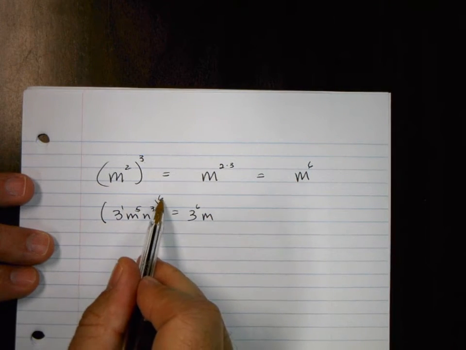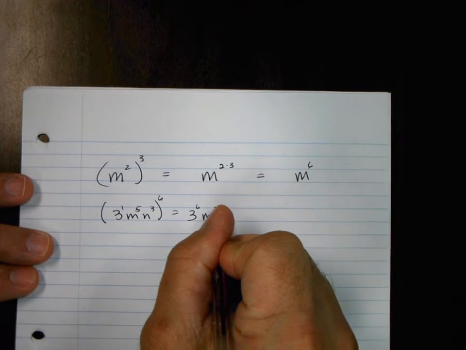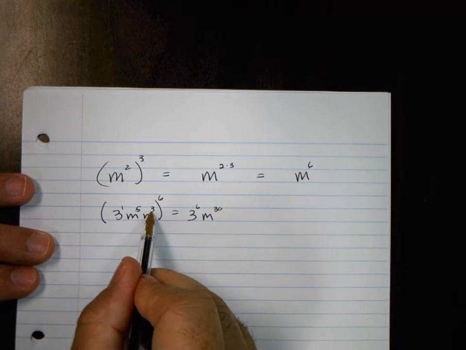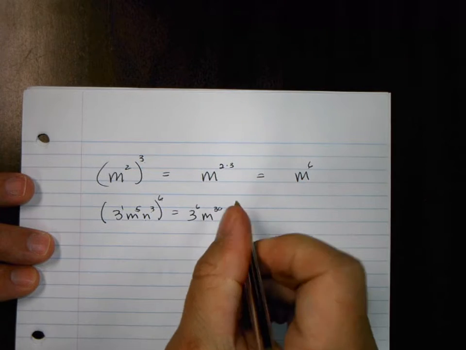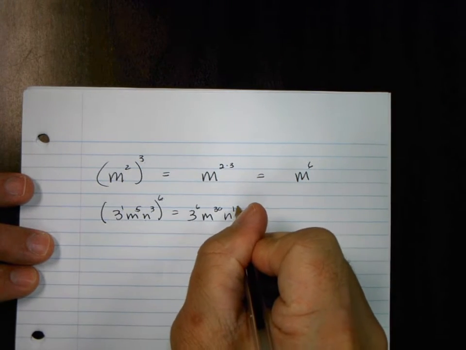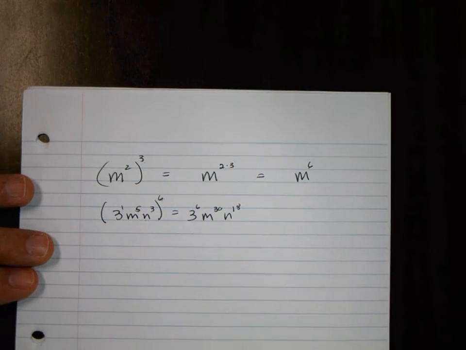M to the 5th raised to the 6th, 5 times 6 is 30. And n to the 3rd raised to the 6th is n to the 3 times 6, or 18. Okay, that should be a little bit of a review for you guys. All right, well, let's go a step further now.